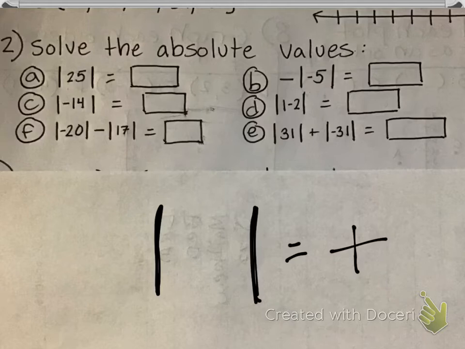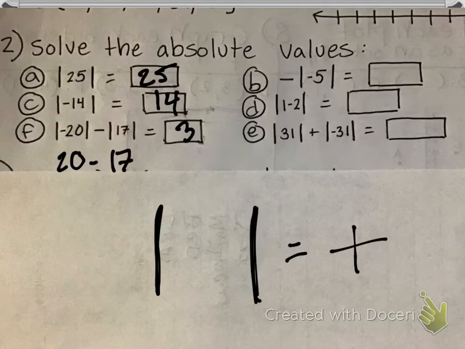So for the absolute value of 25, what's the answer? 25. It's not negative 25 because it comes out positive. What about negative 14, Liam? It would be 14. Perfect. Now, Gloria, what about the absolute value of negative 20 minus 17? We get 3, because negative 20 becomes 20, minus 17 stays 17. We get 3.